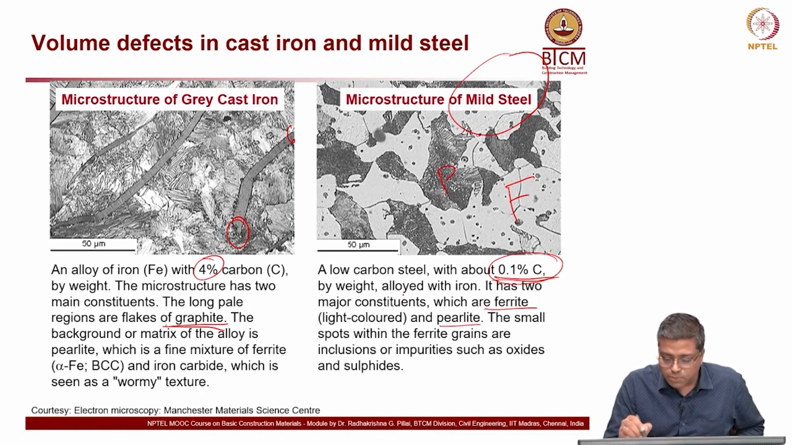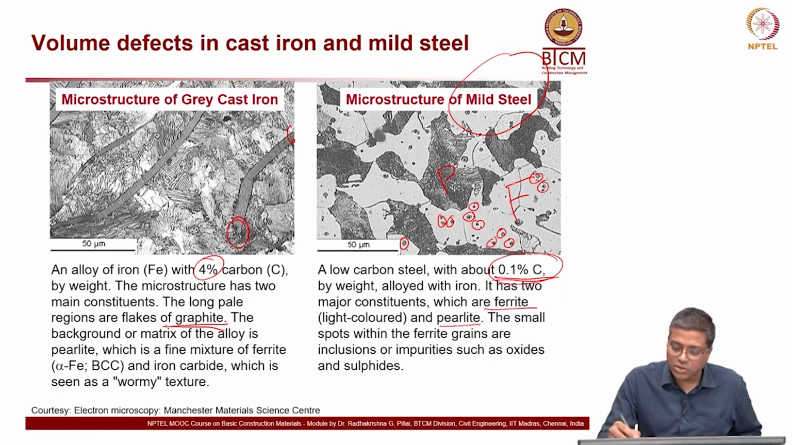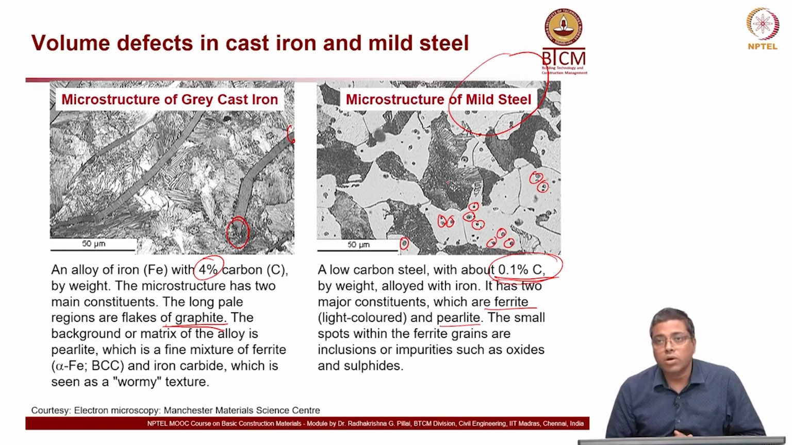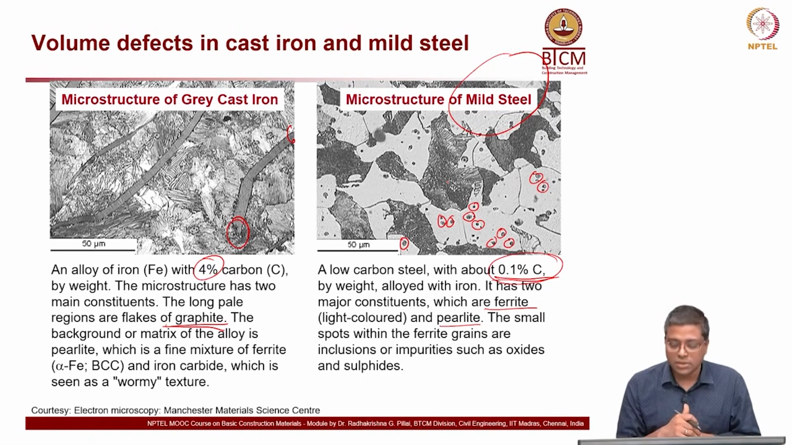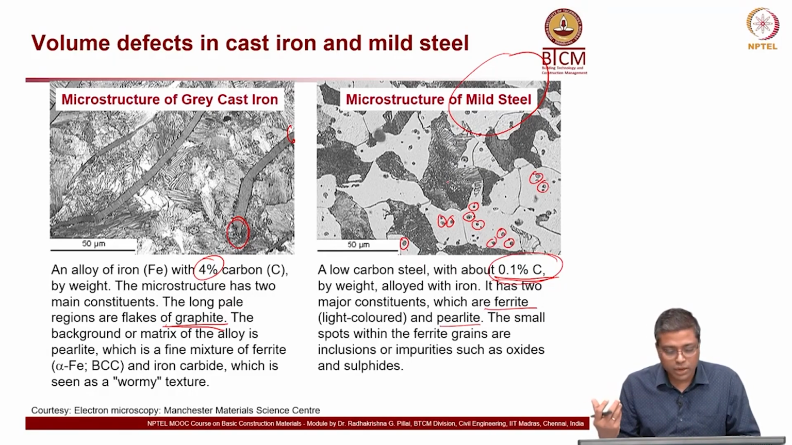The small spots within the ferrite, within the white space, which are spread widely in this ferrite phase, or the light gray phase, are inclusions or impurities such as oxides and sulfides. Whatever inclusions or impurities are present can have an influence on the failure pattern, because they tend to behave like a weak point when the load is applied.